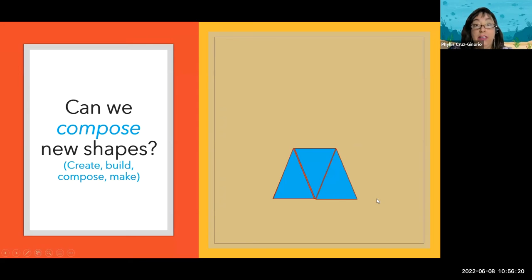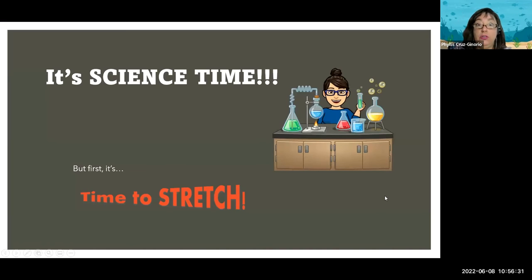Now, how many triangles make a trapezoid? If you said 3, you got it right. Ding, ding, ding, ding. Okay, let's move on. Yes, that's what we can do with 2D shapes.